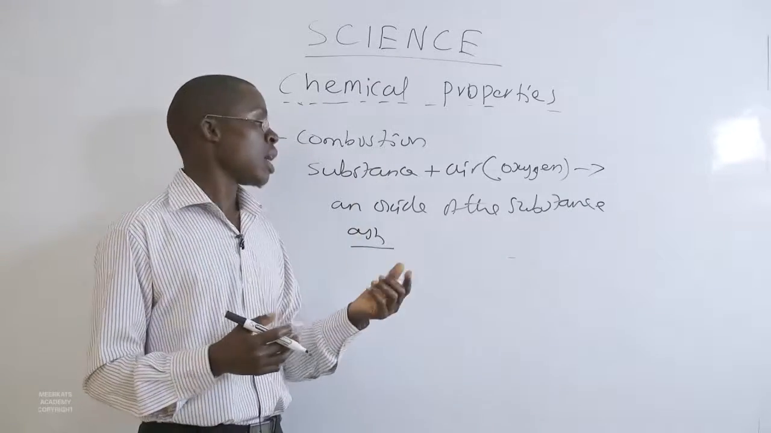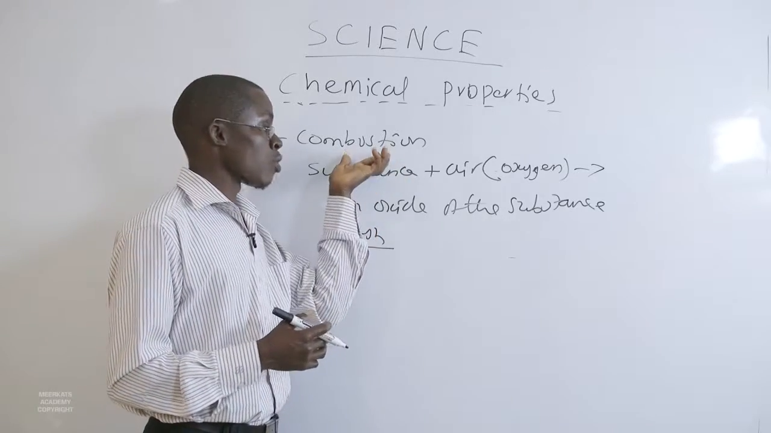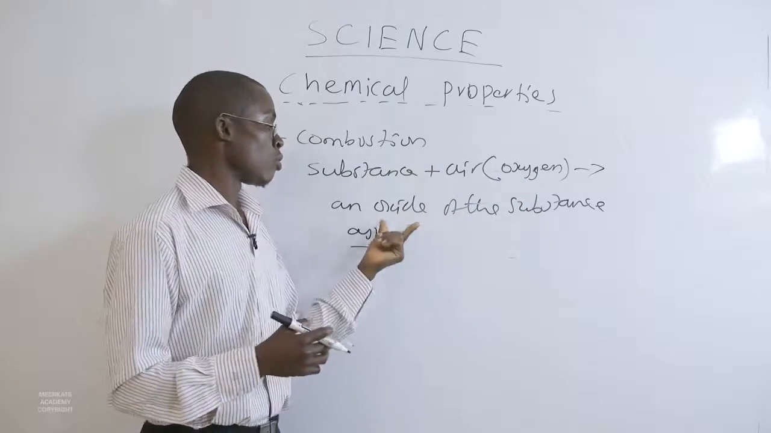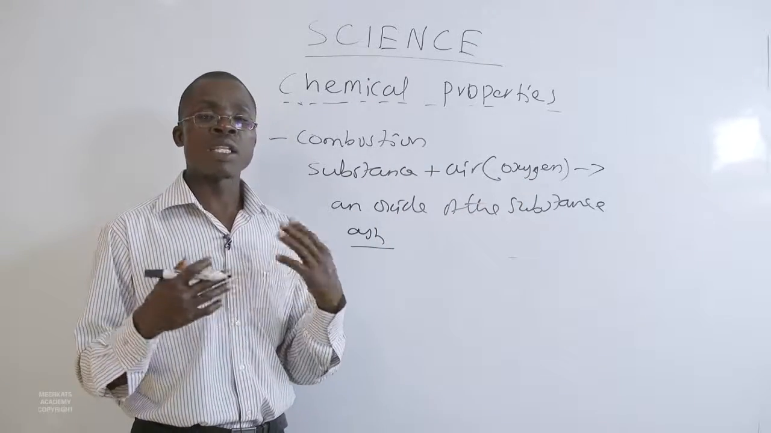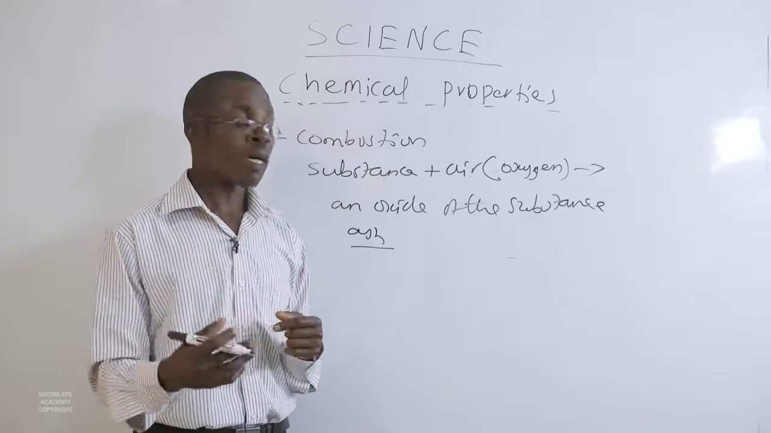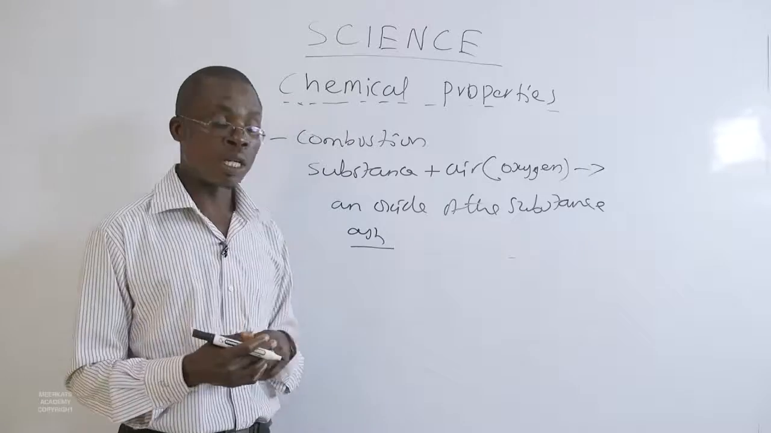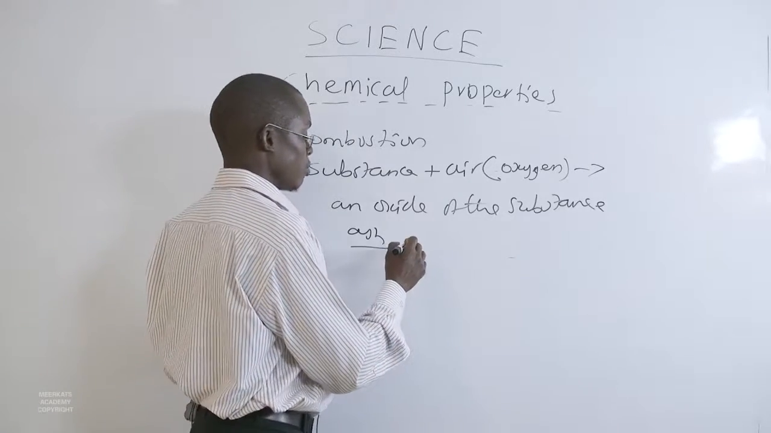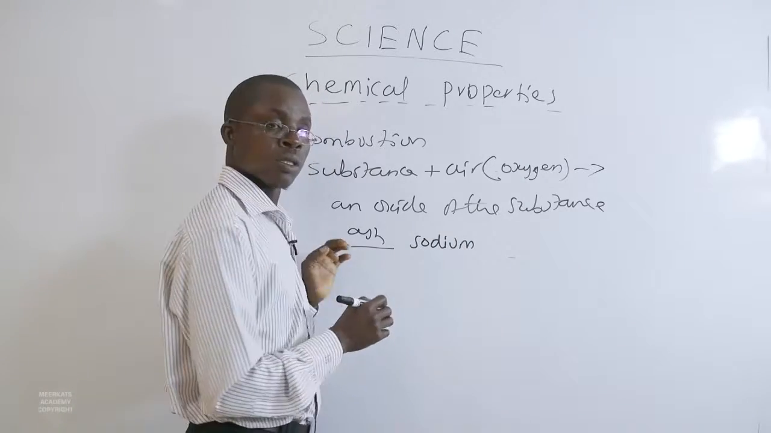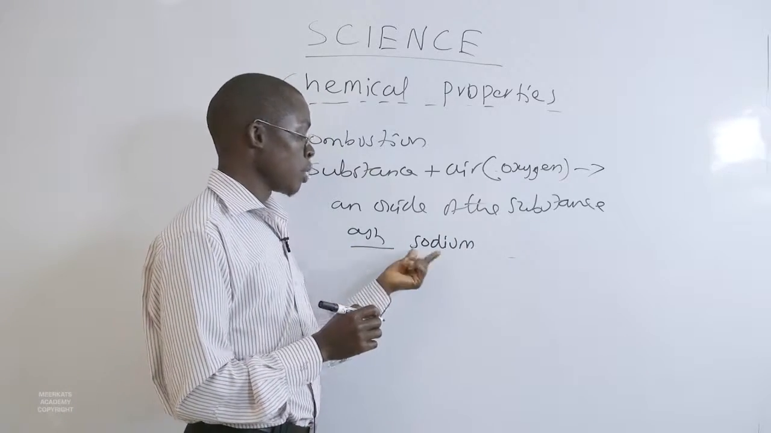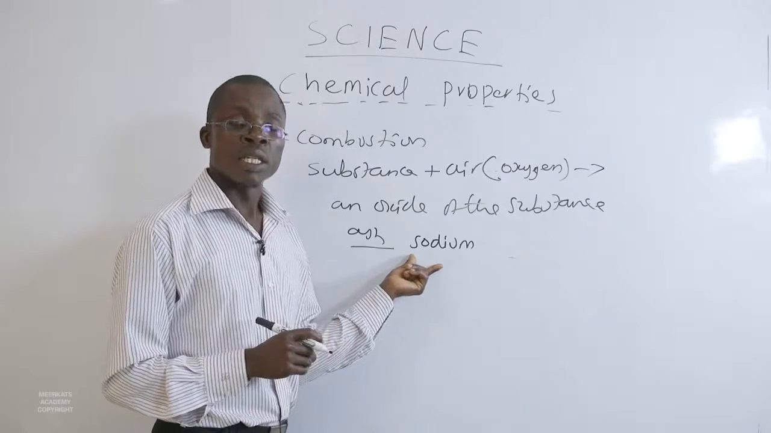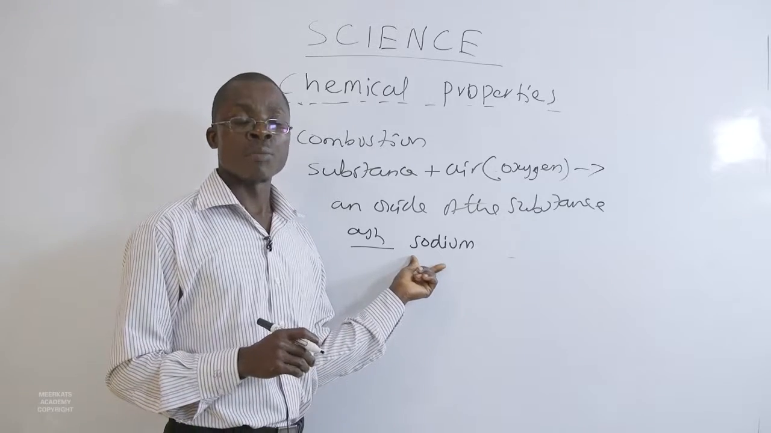Those elements are the ones that, during the process of combustion, combine with the air, that is oxygen, to form an oxide. So if I can give an example of an element that is found in wood, and from that we can now get our oxide. An example is sodium. I've picked on sodium because sodium is one of the biggest elements in wood by percentage.